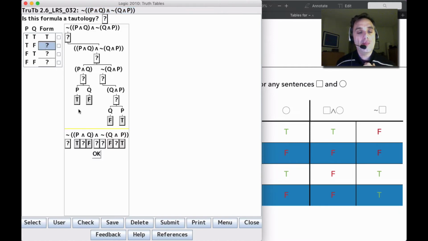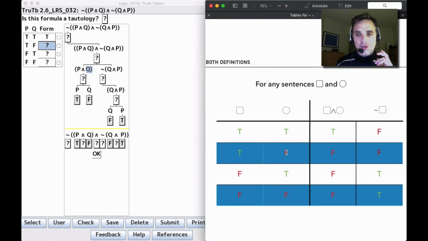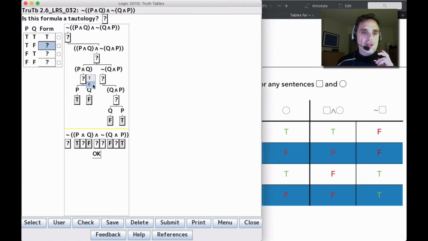So let's look here. Now we're going to be a little bit strategic. Here we have P and Q, and we know that P is true and Q is false. That's the row we're on: the row where P is true and Q is false. When the left conjunct is true and the right conjunct is false, then the conjunction is false. So we can say false.